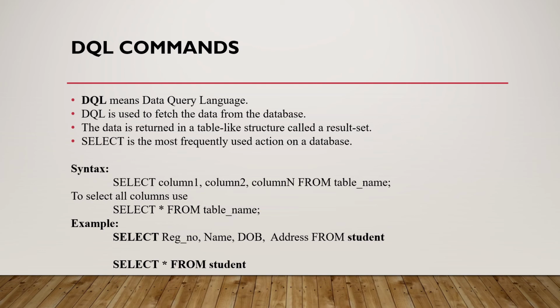Example: select register number, name, date of birth and address from student. It will display only the columns register number, name, date of birth and address of the student table. Other columns are not displayed. In this next statement, select star from student, it will display all the columns in the student table.